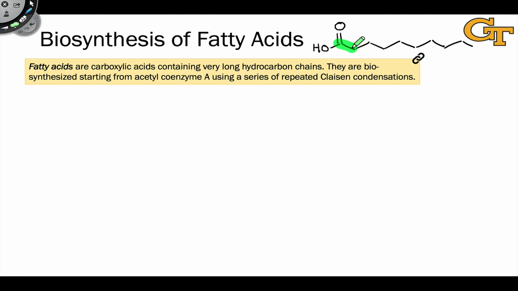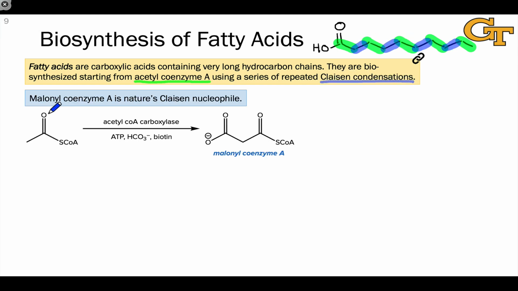Each 2-carbon unit that we see within a fatty acid chain is derived from the biomolecule acetyl coenzyme A, sometimes abbreviated as acetyl or acetyl-CoA. And each of the bonds between these 2-carbon units is formed through a Claisen condensation. In every Claisen condensation, we have a nucleophilic ester and an electrophilic ester, and we're going to look at both of these on this slide.